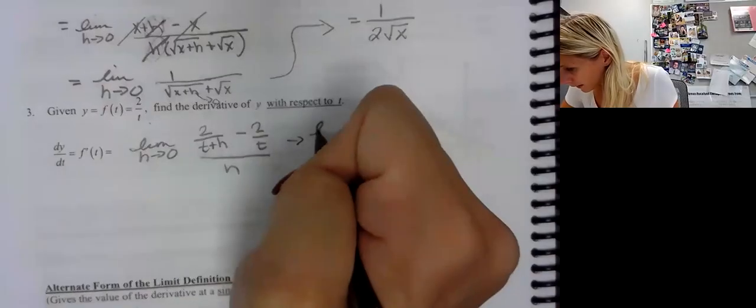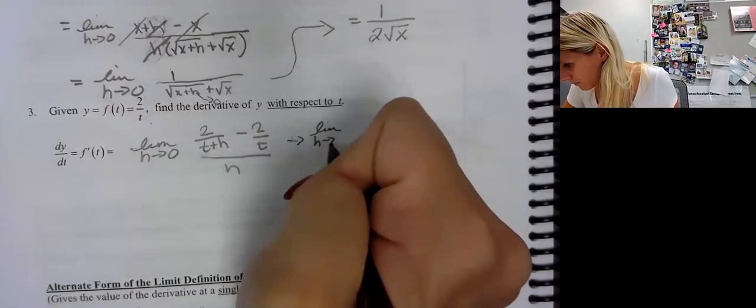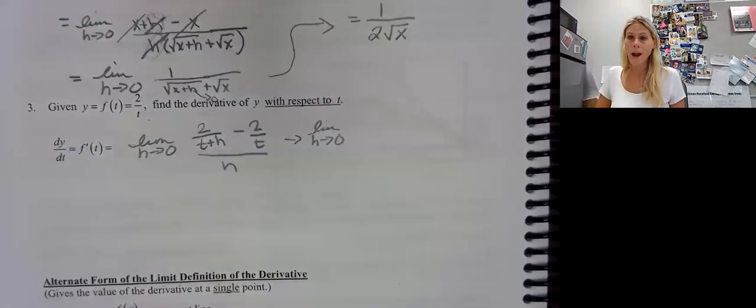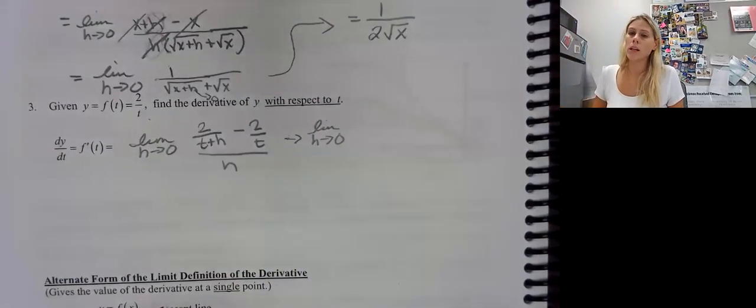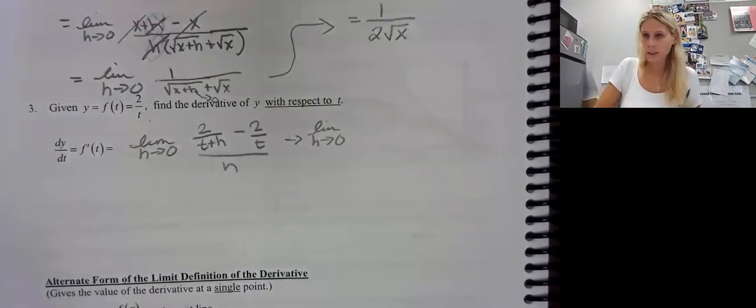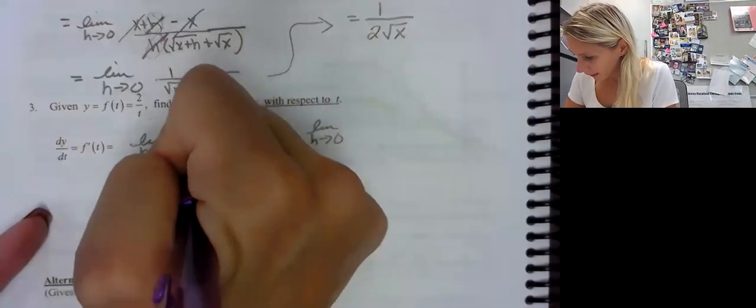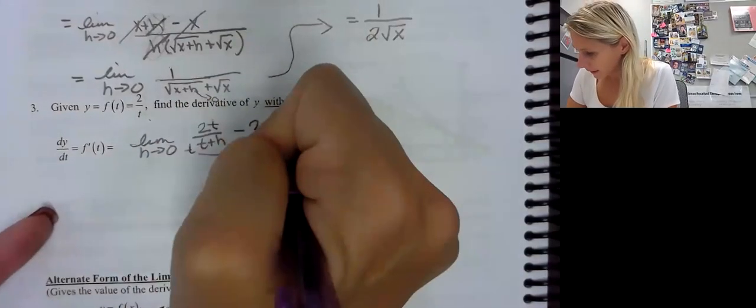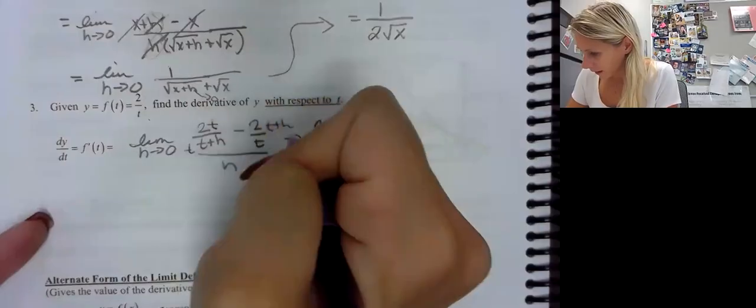Okay, now what I want you to look at is that on the numerator there we have 2 fractions. When we subtract fractions, what do they need to have in common? They need to have a common denominator. So we're missing a t on this side, so I'm going to do this in a different color so you can see. I'm missing a t on this side, and I'm missing a t plus h on this side.